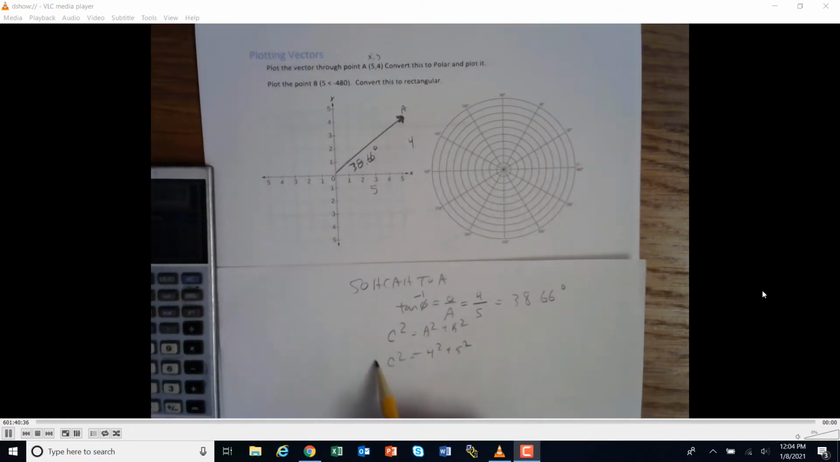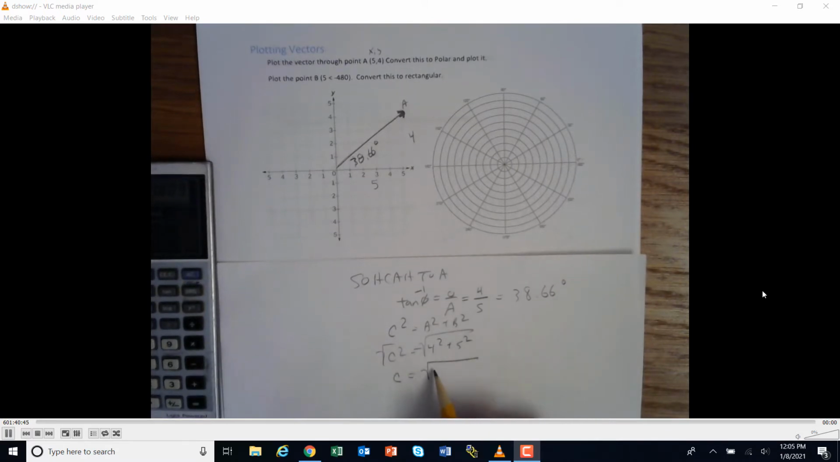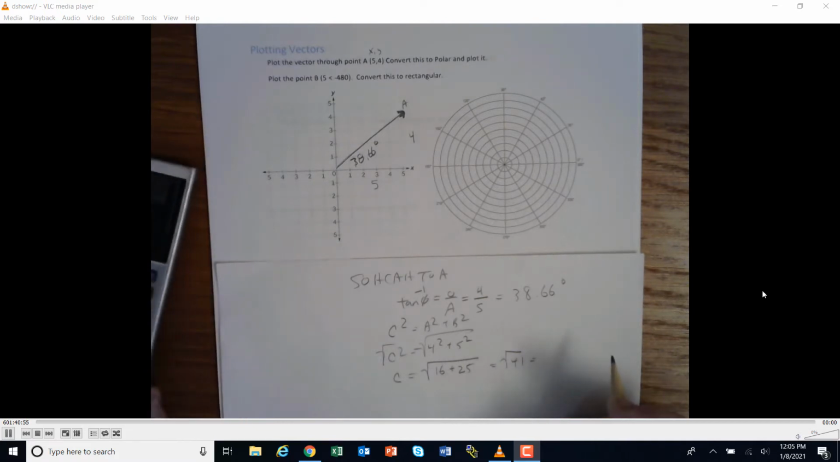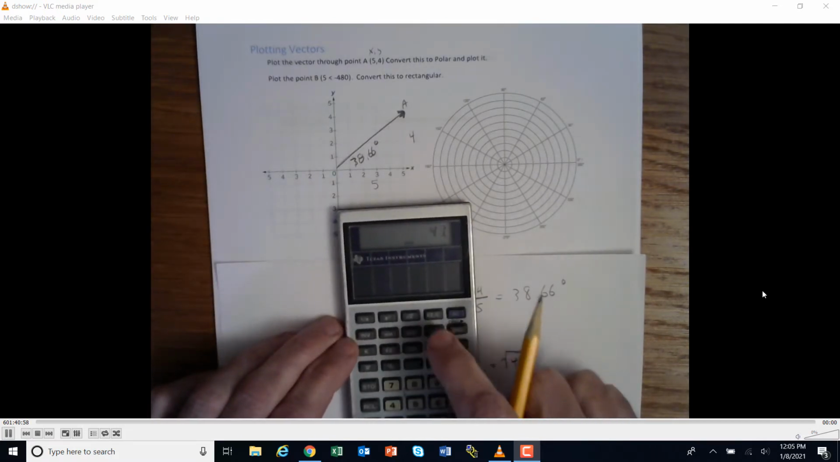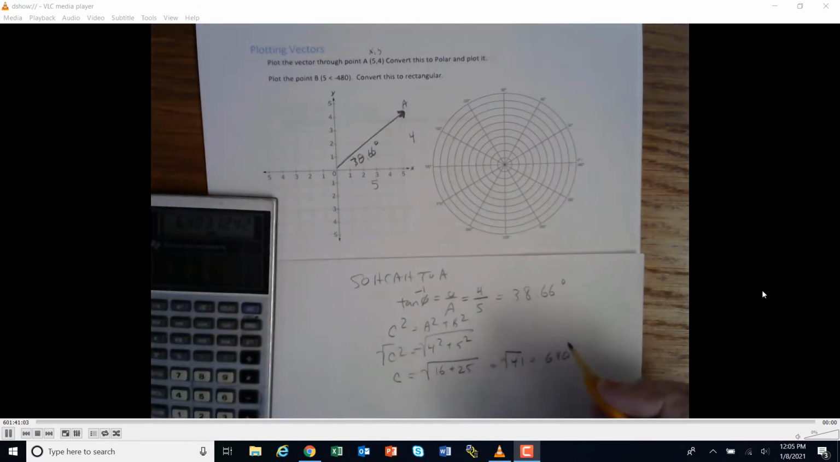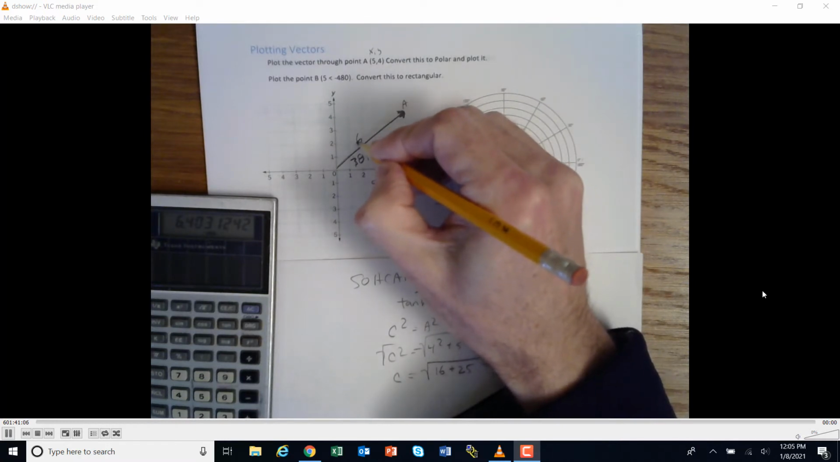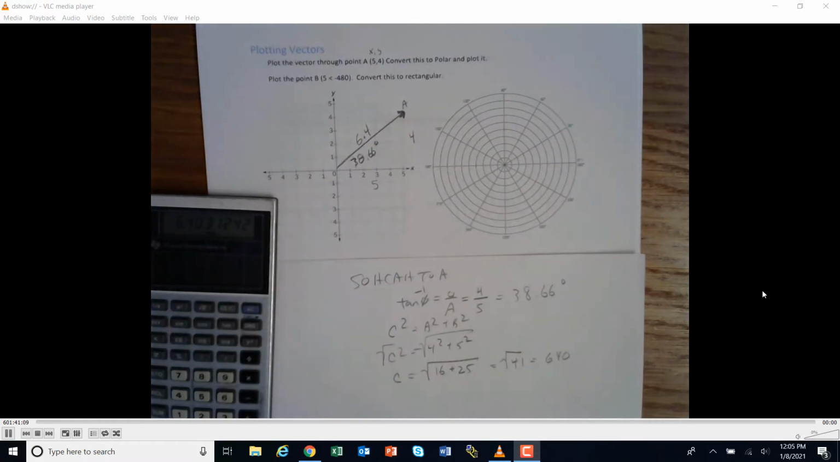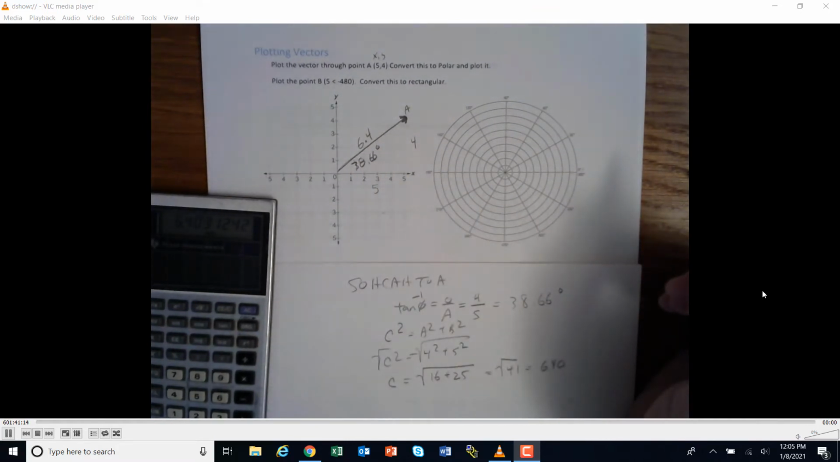And what do we need to do? We need to take the square root of each side so that we can get rid of the square on this side. So c is equal to the square root of 16 plus 25, which is 41. Well, if I take 41 and I square root it, I get 6.40. So this side right here is 6.4. That's our hypotenuse. So the length of our vector is 6.4 and the angle is 38.6 degrees.